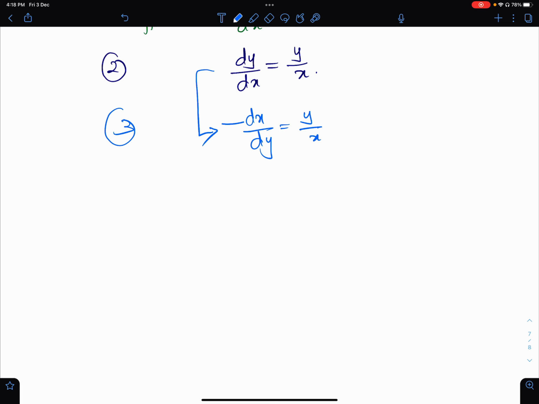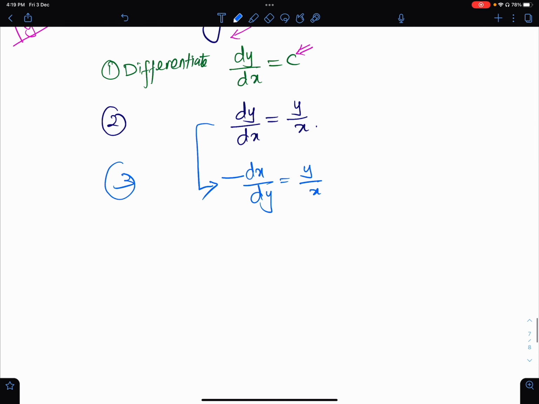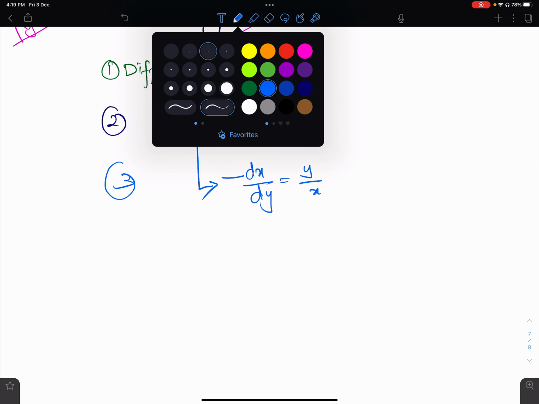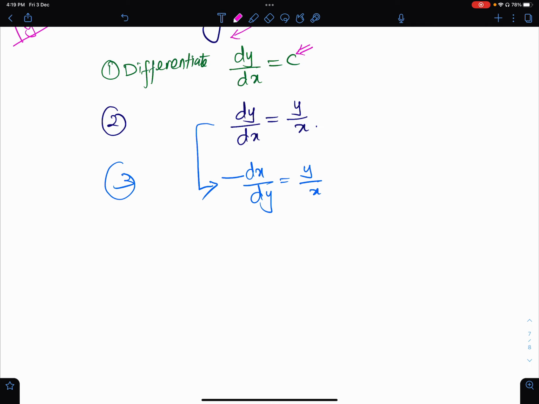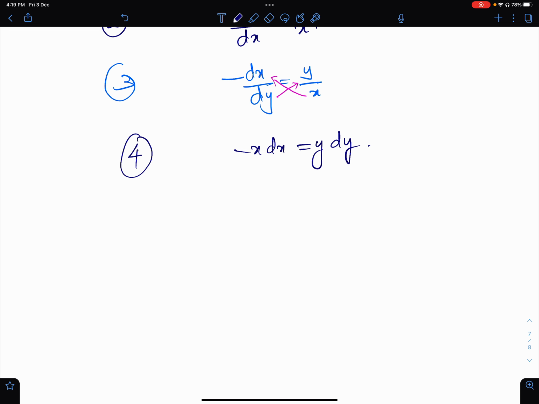Now you have to separate the variables. That is what I have written as the last step: separate the variables and integrate. That will give the answer. So take this x this side and dy here. So the fourth step: minus x dx equal to y dy. So integrate. You will get minus x square by 2 equal to y square by 2.